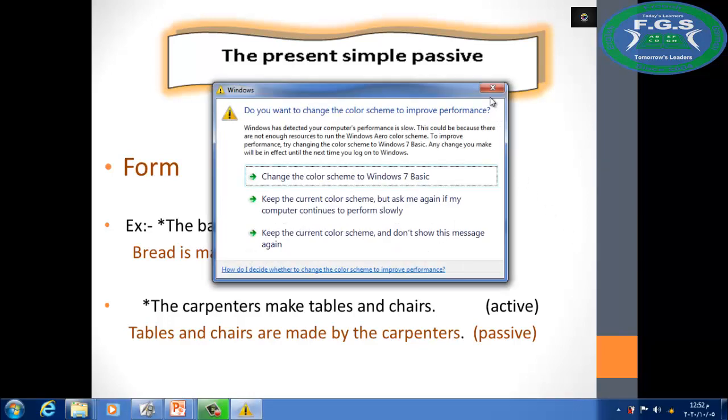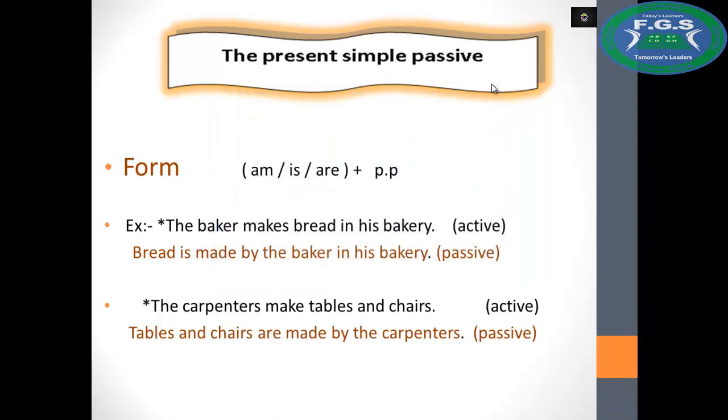This sentence is in active way. Why? Because we start with the subject, which is the baker. What will I do if I want to make it in a passive way? Great, we'll start with this object, which is bread. So, we say bread is made by the baker in his bakery. Bread here is object. That's okay?